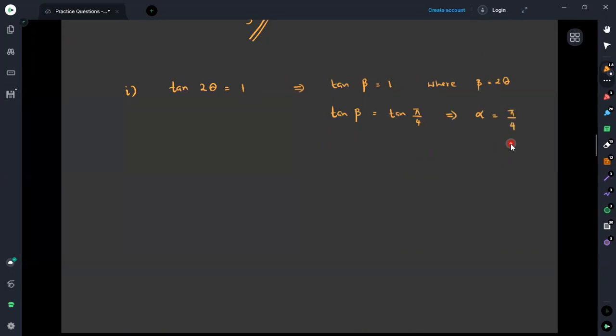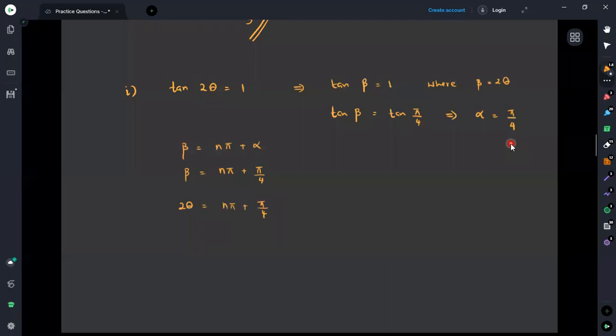Now we can do the substitution. Instead of 2 theta, we have substituted the value beta. Then we can obtain the value for beta, which is equal to nπ plus alpha, where alpha is equal to 5π divided by 4. But instead of using beta, we have to replace it with 2 times theta, because we have substituted beta instead of 2 theta. Instead of beta, we are using 2 theta. Then 2 theta is equal to n times π plus 5π divided by 4.